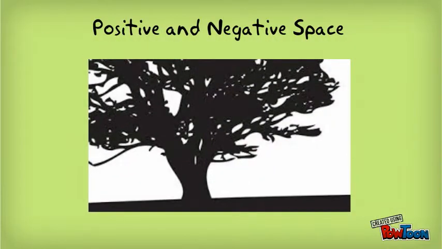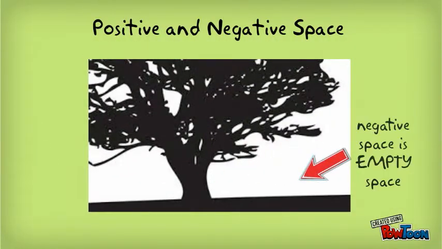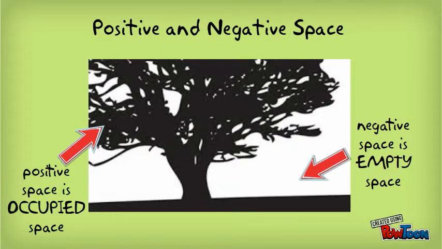Positive and negative space. Here, the negative space is the empty space, and the tree and the ground, they're the positive space. It means it's occupied.